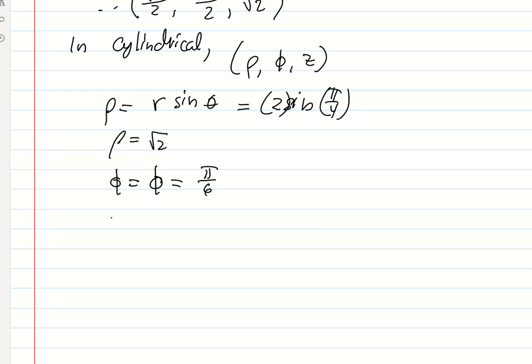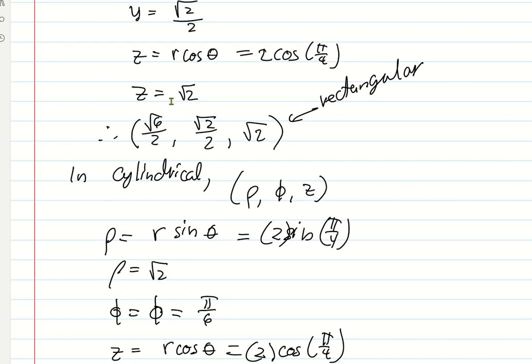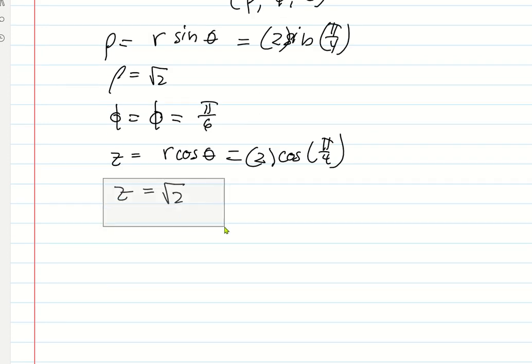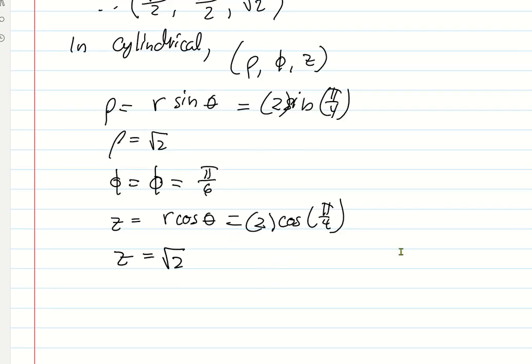Then lastly, for z, the formula for z is r cosine theta. So this will be 2 times cosine of pi over 4. So z now will be equal to also square root of 2, because again in rectangular you can see that the value for z is also square root of 2. Here we also derive it using our formula, and it's the same outcome. It's square root of 2. Why? Because it's the same point. We are just converting it into another coordinate, and we know that z in cylindrical is the same as z in rectangular coordinate system. So this is letter A.